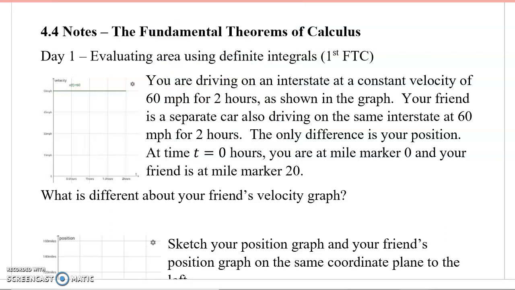The idea is that if you and another person have the same velocity function, then even if you're starting in different places, your velocity graphs are going to look the same. So in this particular case, you're going 60 miles an hour at a constant rate, and so is your friend. So both of your velocity functions are just this horizontal line here. But if you are starting at mile marker 0 and your friend is starting at mile marker 20, then your position graphs won't be exactly the same, right?